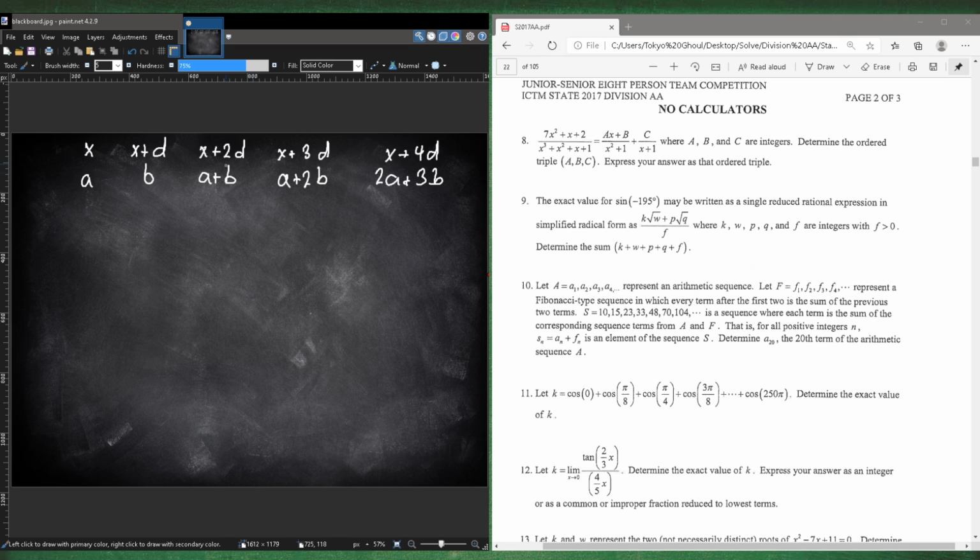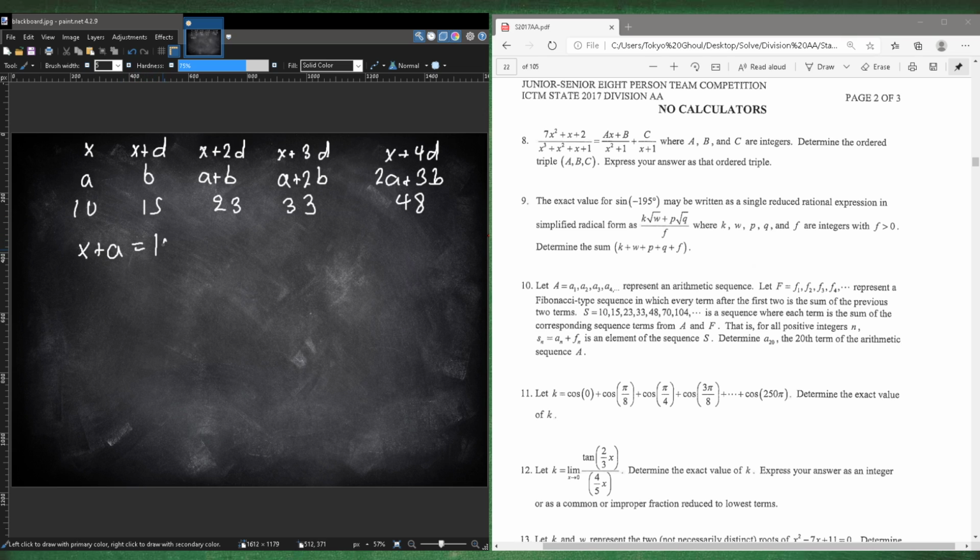Okay, so our sum, which they gave us, is 10, 15, 23, 33, and 48, etc. So basically, how do we solve this? Well, we can make a system of equations. How many do we need? Well, how many variables do we have? We have an x, an a, a b, and a d. So we have 4 variables, so we need 4 equations.